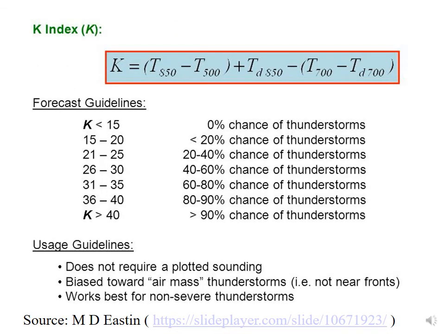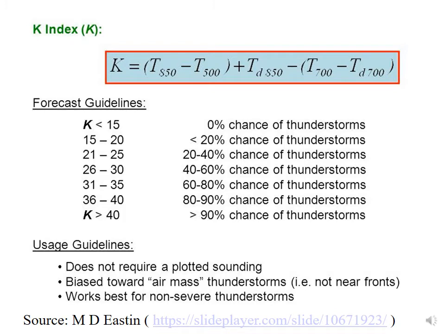The interpretation is that if the K index is less than 15, then there's a 0% chance of thunderstorms. By the time you get up to a K index between 26 and 30, there's a 40 to 60% chance of thunderstorms. And by the time you get up to a K value of 40, you have a 90% chance of thunderstorms.